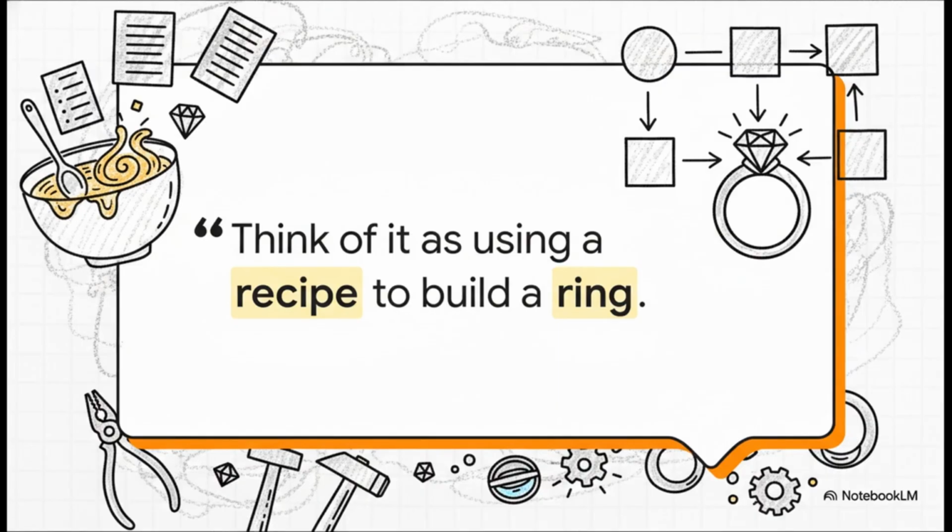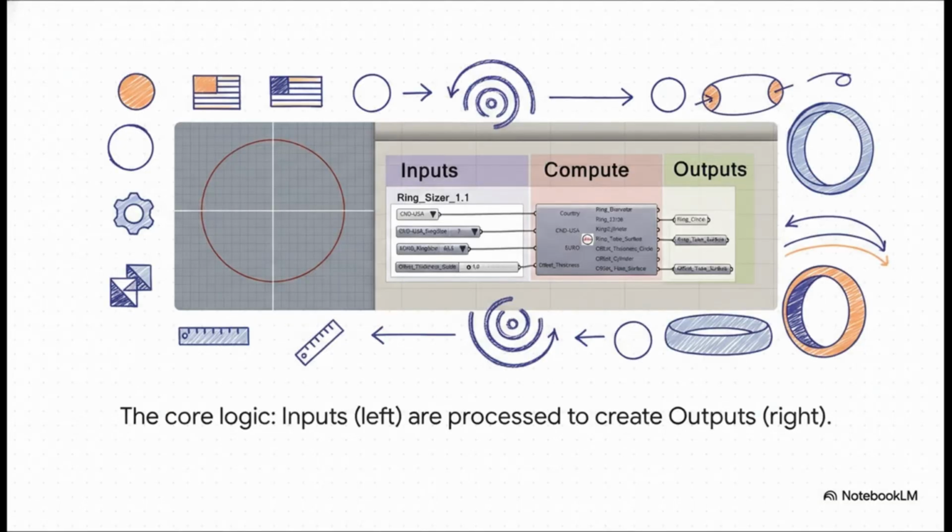Every jeweler already has a step-by-step process in their head for making a ring. AlgoJewels just helps you translate that recipe into a visual, digital set of instructions, an algorithm. And here we go. This is a perfect example. We're looking at a single AlgoJewels component, the ring sizer.